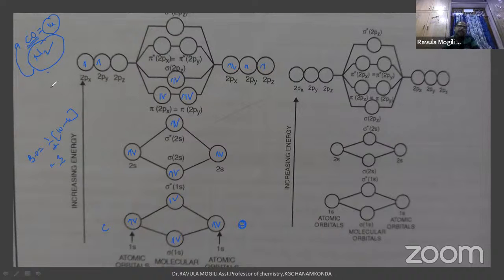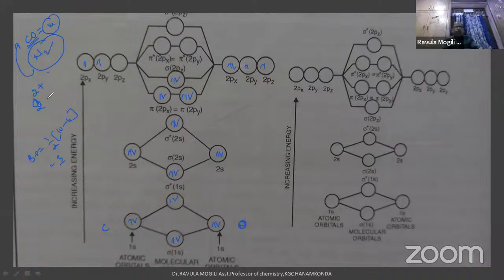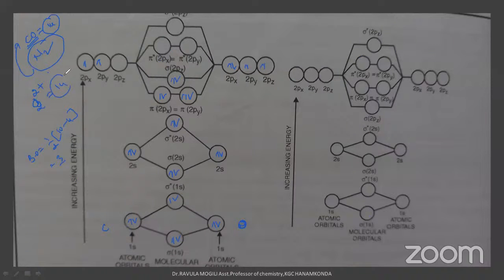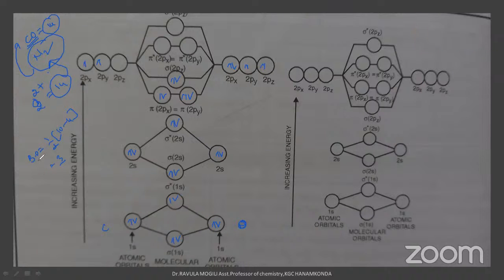Suppose I have written O2 2+. How many electrons? 14. It is similar to N2. Is it okay? Yes, sir.